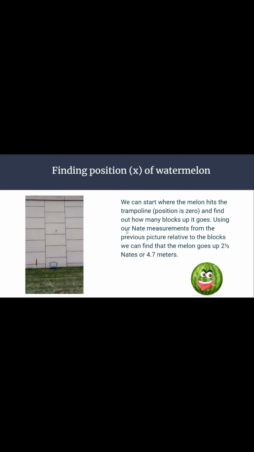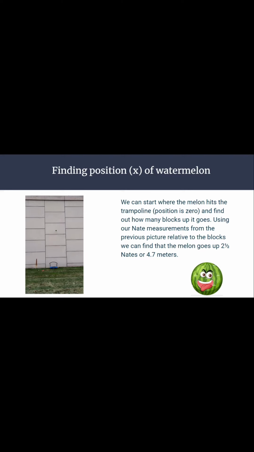Okay, so first we want to find the position X of the watermelon after it bounces off the trampoline. So we start where the melon hits the trampoline, which is X naught, and we find how many blocks up it goes using Nate as the measurement from the previous picture. We can figure out that the melon goes up 2.5 Nates, or about 4.7 meters.